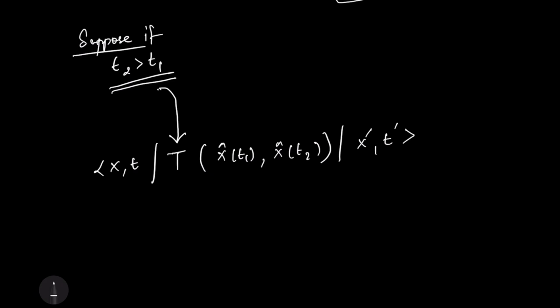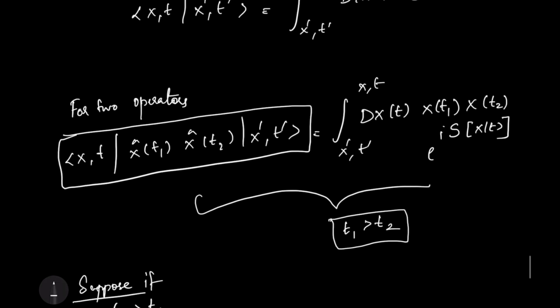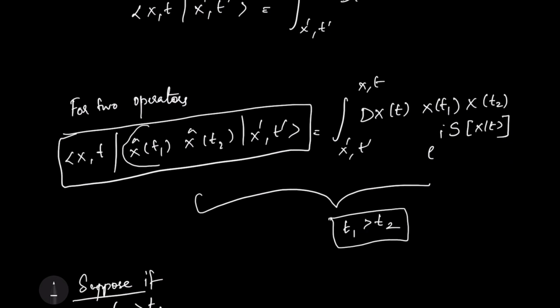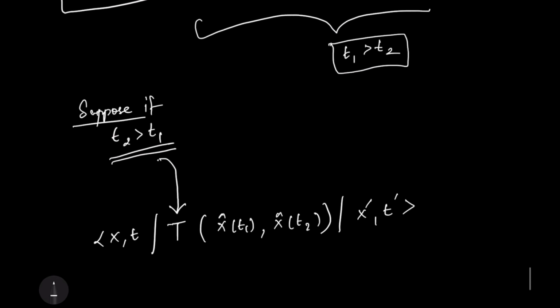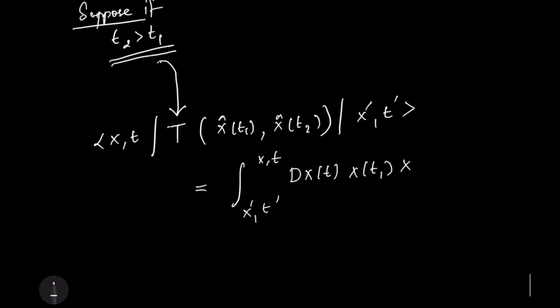Okay, because always the higher time has to come first, right? T1 greater than t2 implies x of t1 should come first because time cannot go back. So this will be equal to integral x prime t prime x t dx of t x of t1. On the right hand side, the order does not matter because this is just eigenvalues and integration.